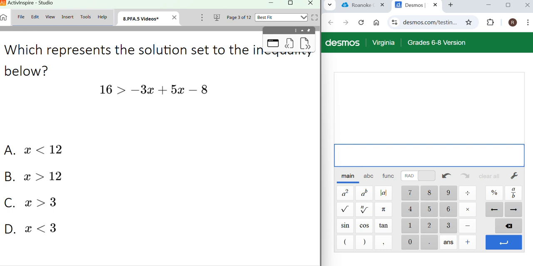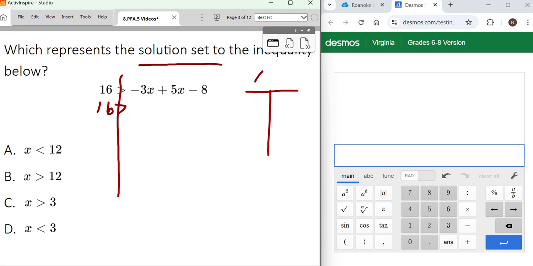Now this says which represents the solution set, just the solution set to the inequality below. So we're going to solve this. We've got 16 greater than. We can go ahead and bring that down if we like. But then we have two different x terms and a constant. So we're going to use a t-chart to put those terms together to combine like terms.